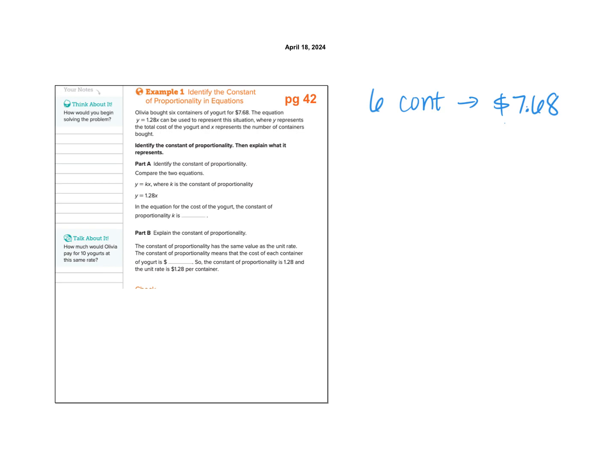I'm going to say let x equal the number of containers I'm going to buy, and y, it kind of says this in the directions, y is going to be the total cost. Okay, so I want to know, like, hey, what if she bought 12 containers? What if she bought 15 containers? What if she bought 20 containers?